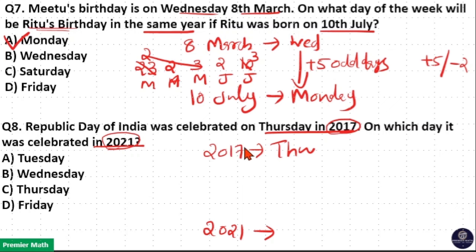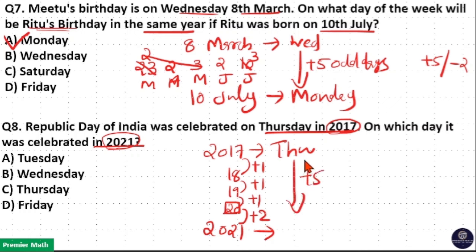Now 17 is a regular year, so 1 odd day. So 2017 to 18 there is 1 odd day. 2018 to 19 there is 1 odd day. 18 is a regular year, 19 is a regular year. So 2019 to 20, 1 odd day. But 20 is a leap year, so 2 odd days. So 2020 to 21 there are 2 odd days. Total 5 odd days. So Thursday plus 5 is Tuesday. Thursday plus 5 or Thursday minus 2 will give you Tuesday. So option A is your answer.